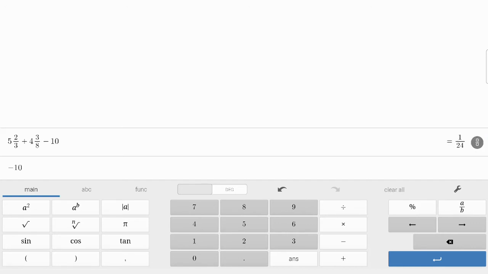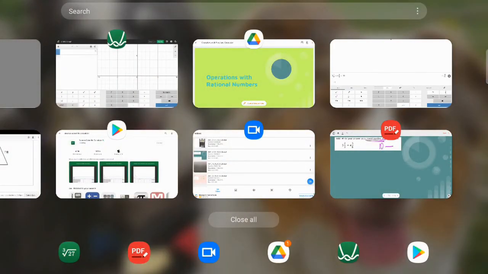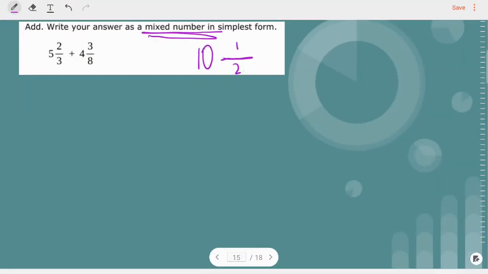I'm going to click my fraction button. There it is: 1/24. And that is my answer.